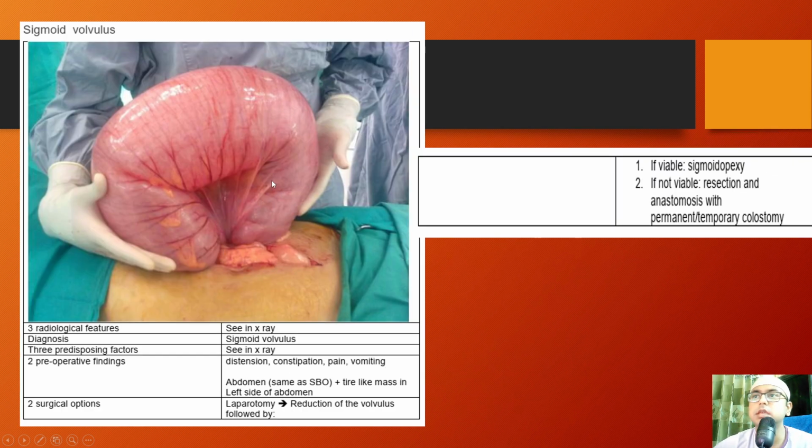Okay, what you can see here is a huge distended tire-like shadow in the abdomen, which is most likely a sigmoid volvulus.